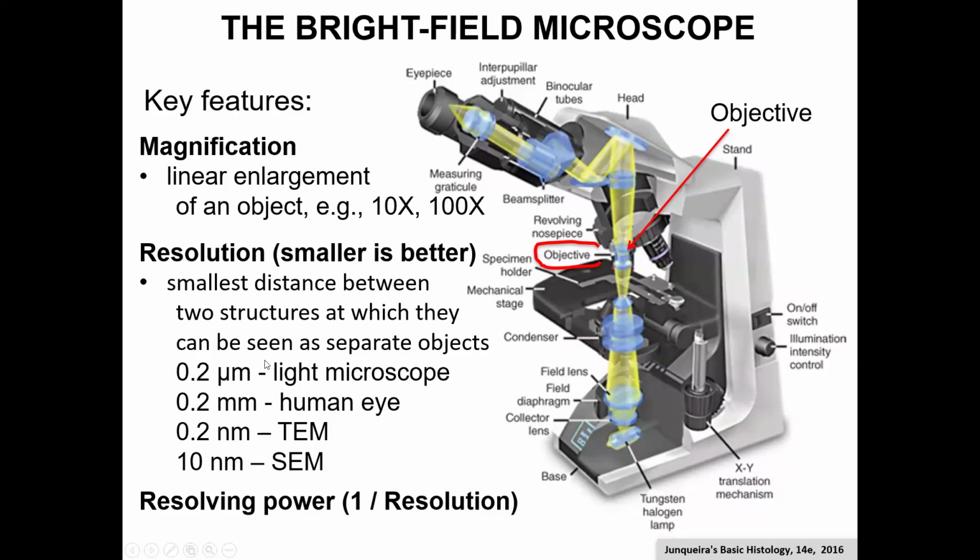The smaller the resolution value, the higher the resolution is, but you need to keep in mind that there is also the resolving power, which is inversely proportional to the resolution. What you should keep in mind is that this is the maximum resolution that can be obtained in a microscope. It's set by the characteristics of the light.